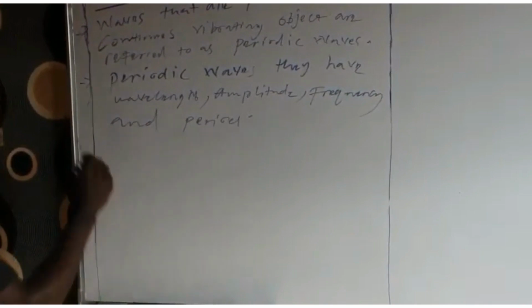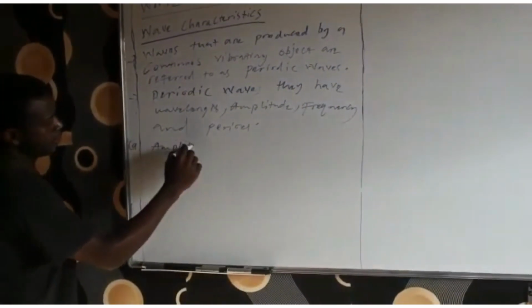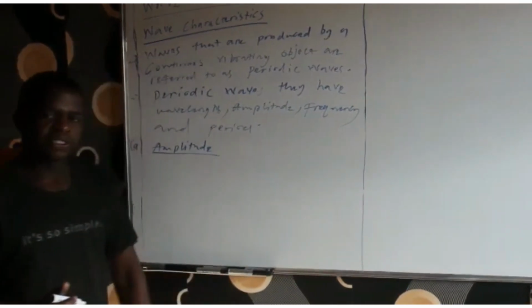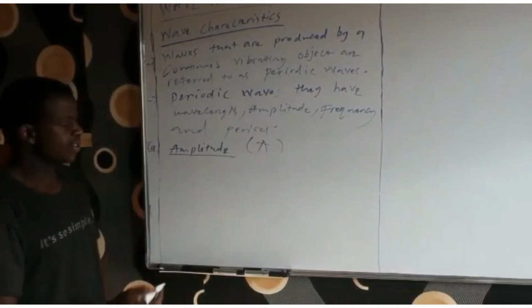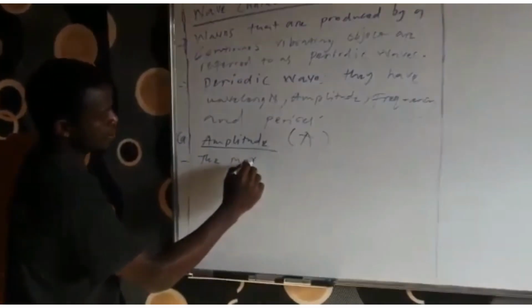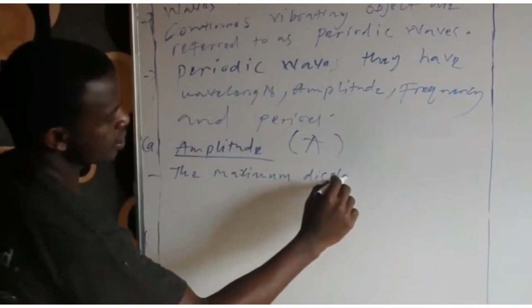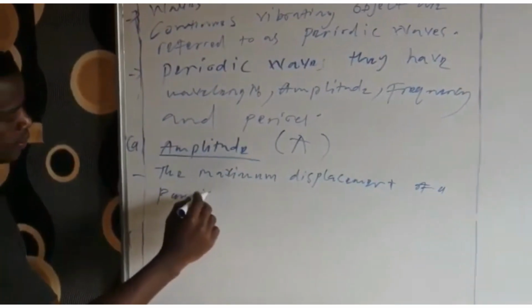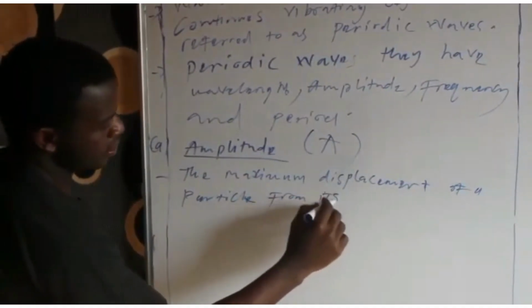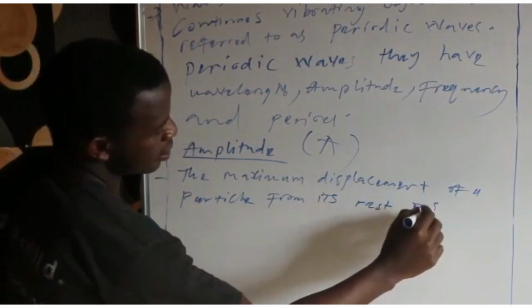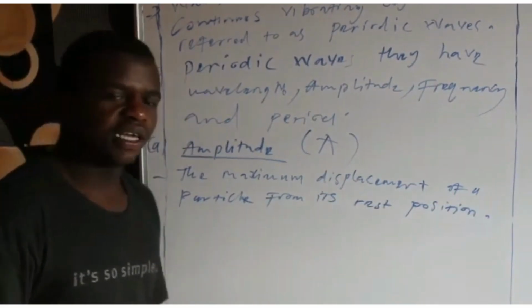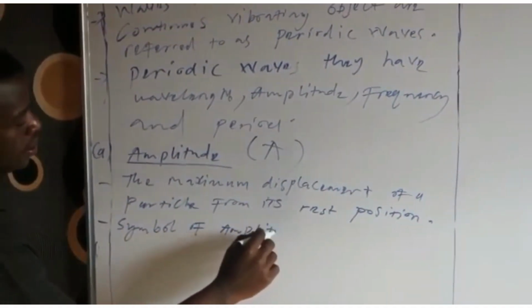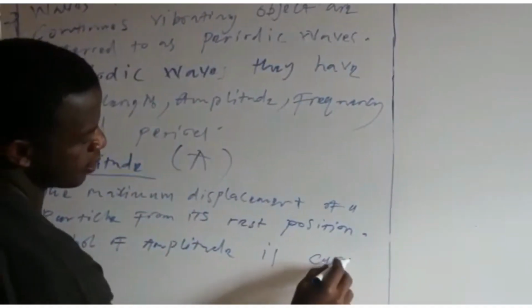So we start with the amplitude. The amplitude is defined as the maximum displacement of a particle from its rest position, and the symbol of amplitude is capital letter A.